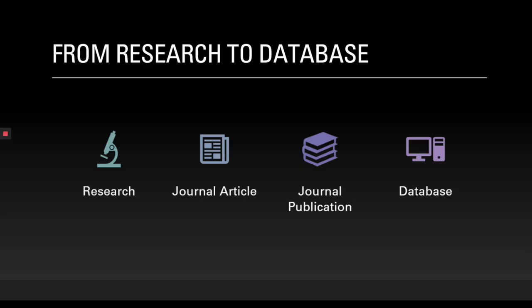Let's take a look at this process in order to understand how the articles you use in papers end up in a database. Industry professionals perform research and communicate that research in the form of a journal article. This article is submitted to a journal for review and publication. For the purposes of this video, journal articles can be understood as chapters or sections within a journal publication. Journals are industry publications that people use to stay up to date on the most recent research in their field. Databases are useful for accessing these journals and the articles that they publish.